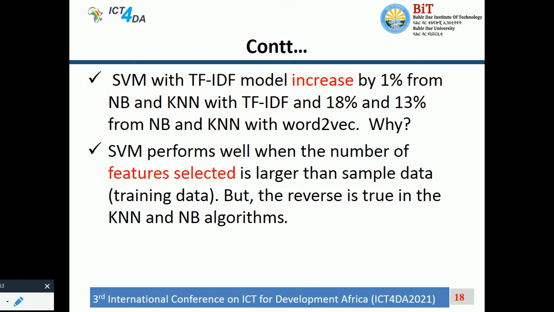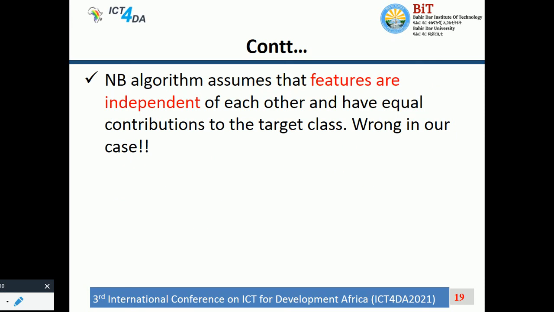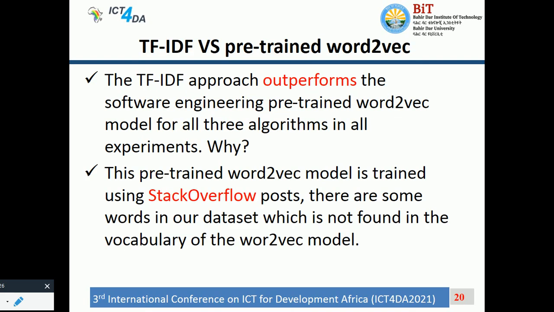This is why SVM performs well when the number of features selected is larger than the sample data, which is true in our case. Our training data is less than the features selected from our data, but the reverse is true for the KNN and NB algorithms. That's why SVM performs better than NB and KNN. The other point is that the NB algorithm assumes the features are independent of each other and have equal contribution to the target class. This is wrong, not only in our case but also in real-life situations. That's why NB performs worse than SVM.